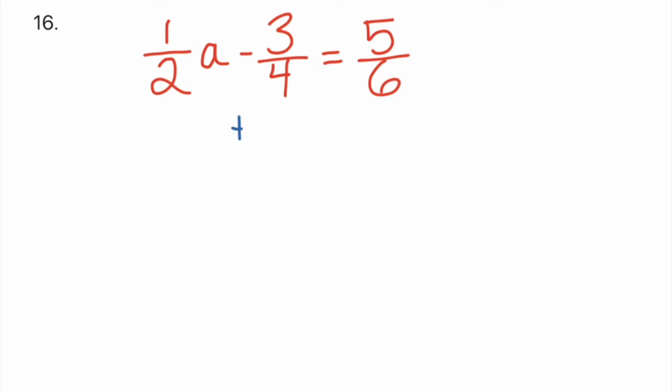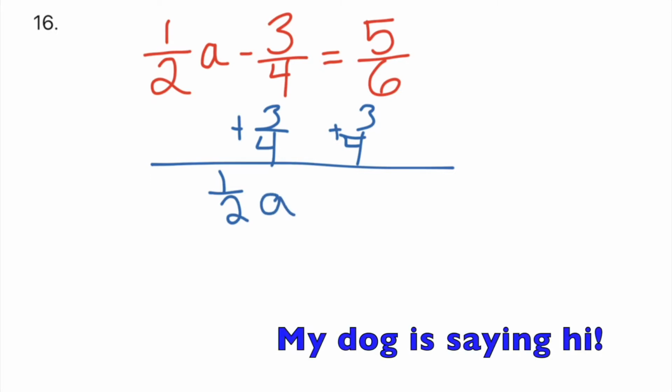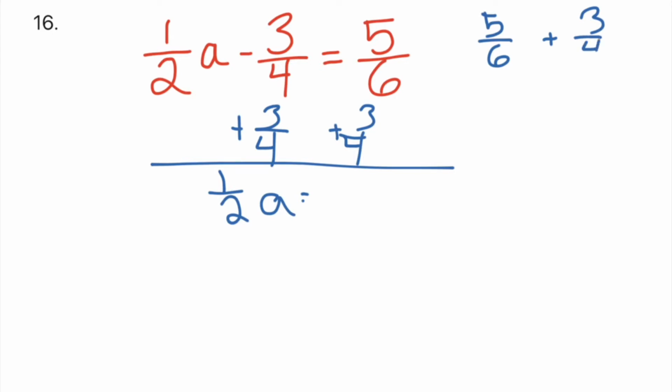So I would add 3/4 to both sides. And that would leave me with 1/2 a equals, but now I have to find common denominators. So I have 5/6 plus 3/4. Common denominator will be 12, so I'm going to rewrite my fractions down here. This will be 10, and this would be 9.